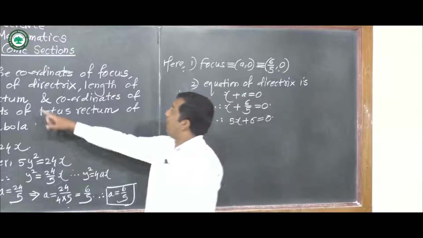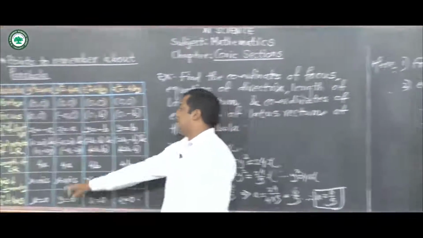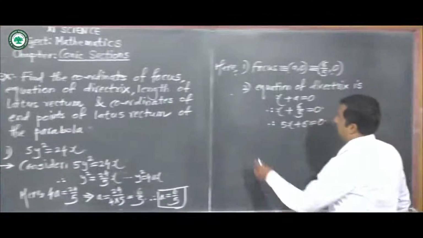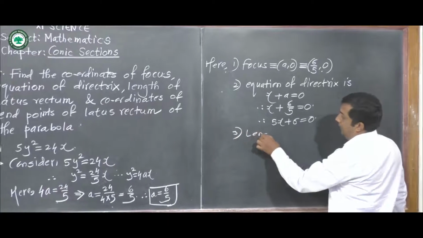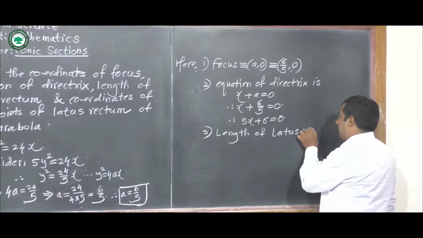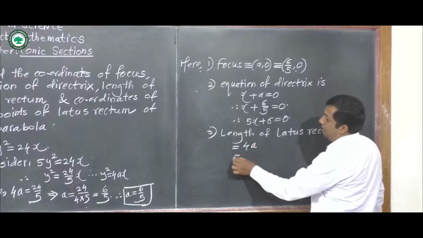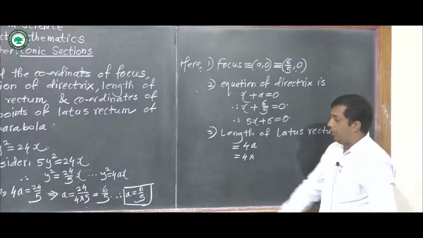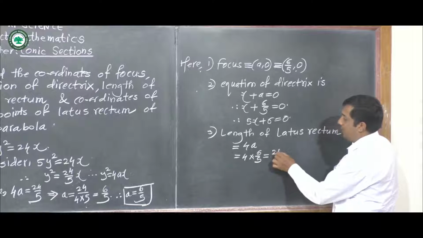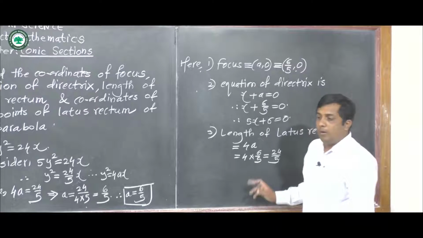In next, we have to find the length of the latus rectum. For the length, we consider 4a. So the length of latus rectum is equal to 4a, equal to 4 into, we know a is 6 upon 5, and this is equal to 24 upon 5. Here it is 24 upon 5.